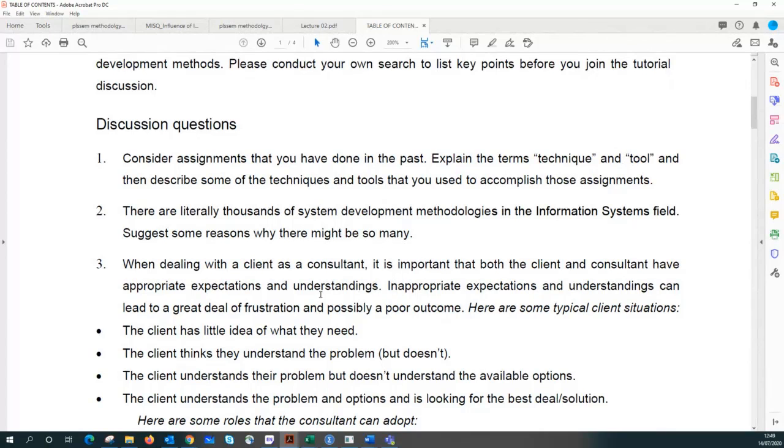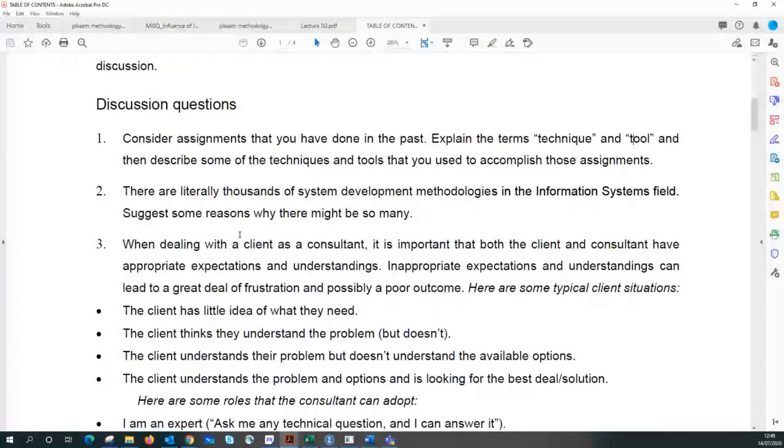Right, now let's go to the second question. I'll give you some points. Now I think the first question is very straightforward. You can write it in your own words. So let's move to the second one, system development methodologies.